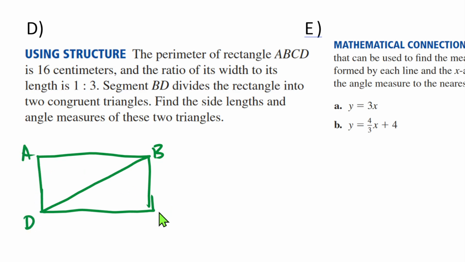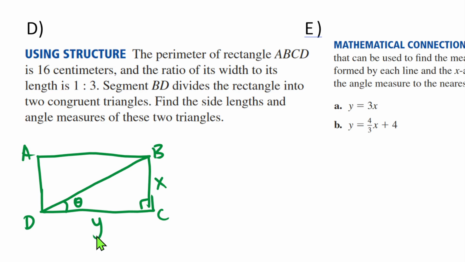So here's rectangle A, B, C, D. Find the side lengths and angle measures of those two triangles. So they're really asking, hey, let's call this piece X. How much is it? Let's call this piece Y. How much are those two sides? And how much is this angle? We'll call it theta. And this angle, whatever. You can find that in a moment. So how would you do this? That's a little bit tricky. But what do they tell us? They tell us the perimeter is 16. And they tell us the ratio of the sides is 1 to 3.